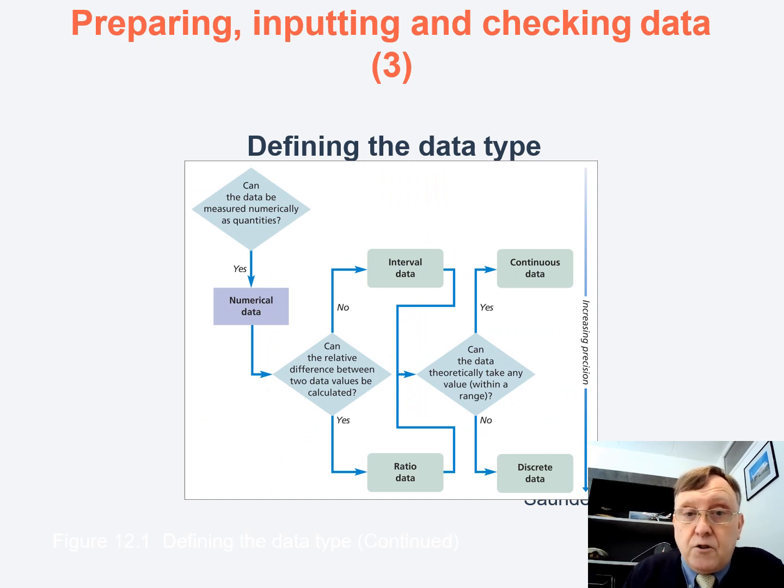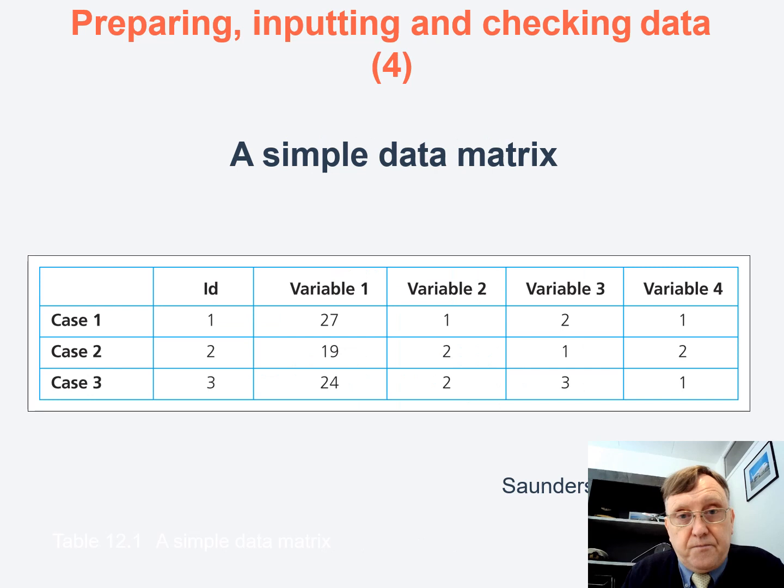Can the data be numerically measured as quantities? Continuing off from the previous one, if it can, then it's numerical data. Can the relative difference between two data values be calculated? If yes, ratio data, and then on to whether it can theoretically take a value within a range. If not, interval data. Again, can the data theoretically take any value within a range? If yes, continuous data. If no, discrete data.